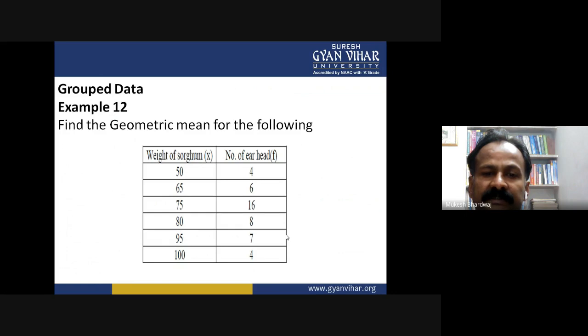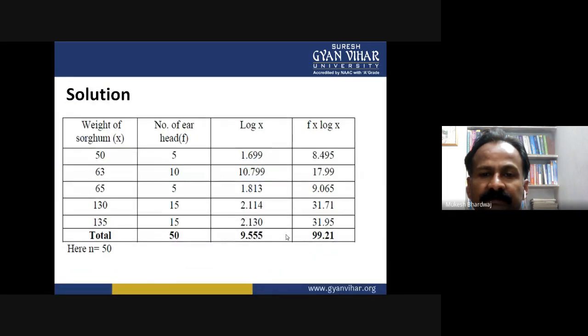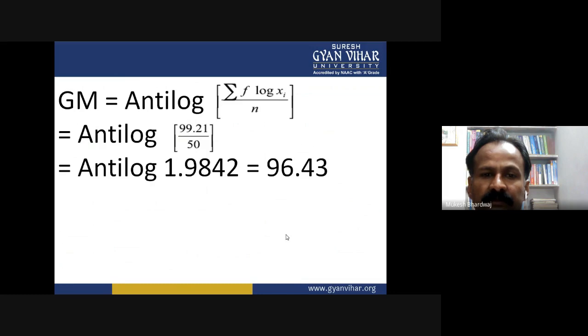This is the second example in which 6 observations are given. This is the grouped data example, so here the frequency is given. Multiply the frequency with the logarithmic values of the observations, do the summation, put it in the formula, and take the antilog. Finally, you will get the answer. It comes out to be 96.43.